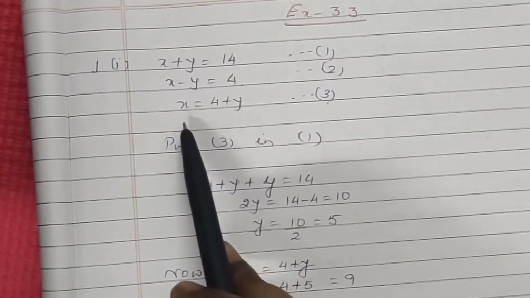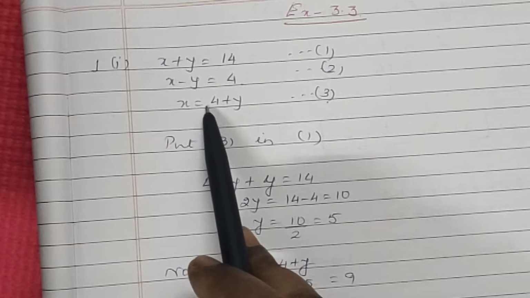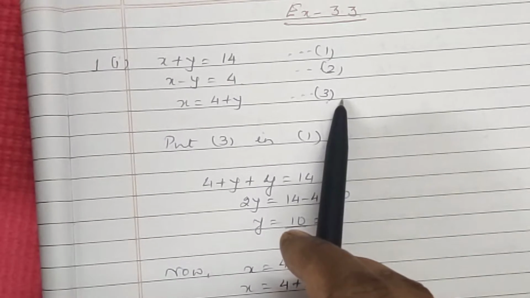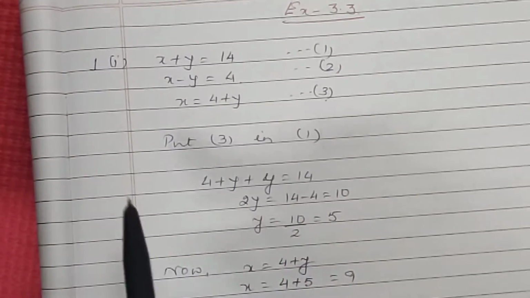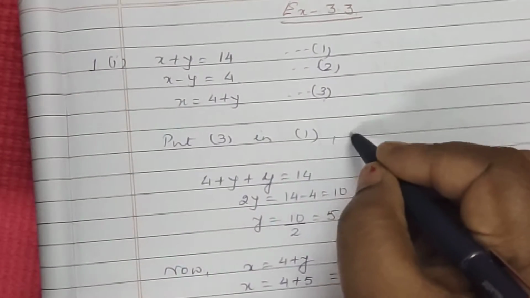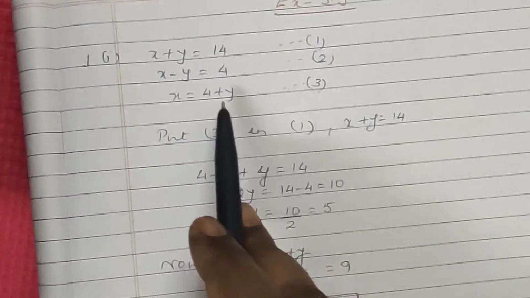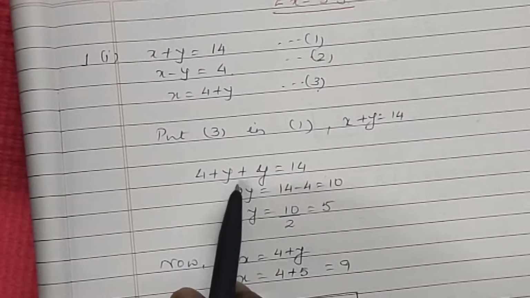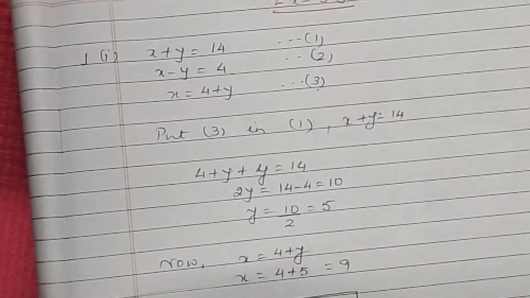Now, what we will do, from equation 2, we will see that x equals 4 plus y. Let us take it as 3. So, put this value of x in equation 1. Putting 3 in 1, we will get x plus y equals 14. What is equation 1? That is x plus y equals 14. We will just put the value of x. What is x here? 4 plus y. So, 4 plus y plus y equals 14. When you solve it, 2y equals 14 minus 4, or y equals 10 by 2, that is 5.